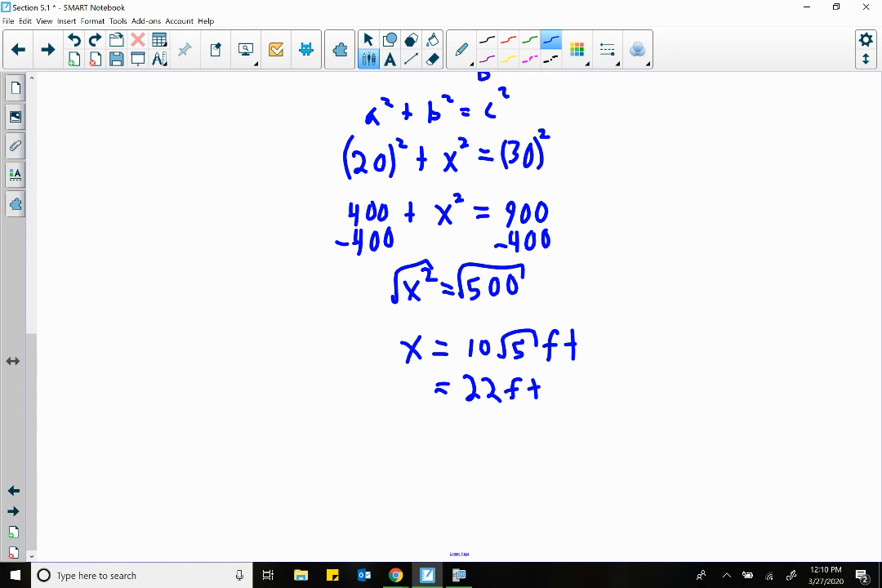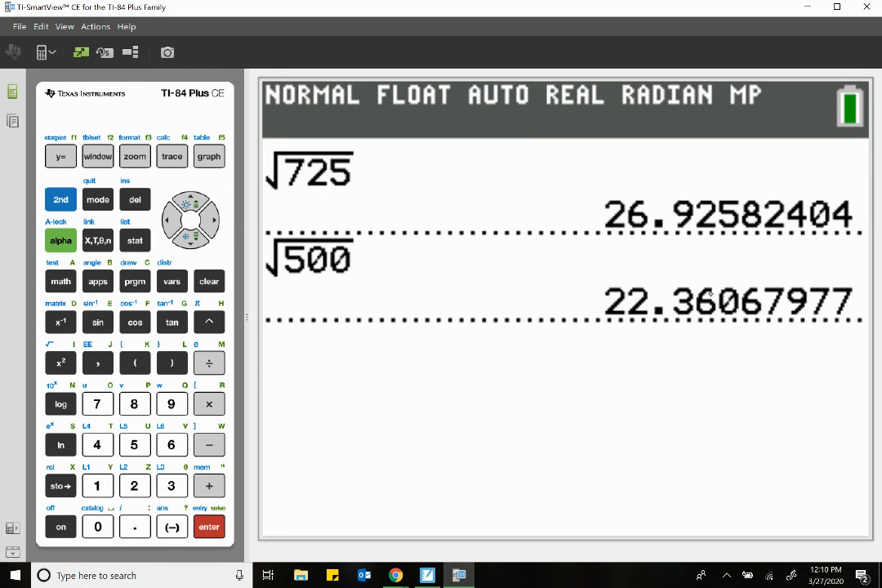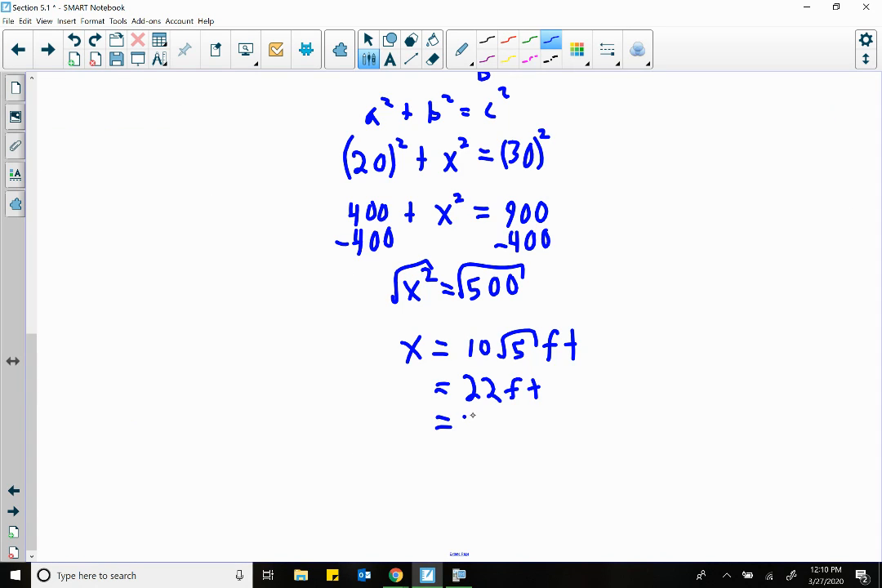So that's rounded to the nearest whole. If they don't like that number, then round it to the nearest tenth. So you could also say 22.4 feet. One of these two answers should work. And there you go.